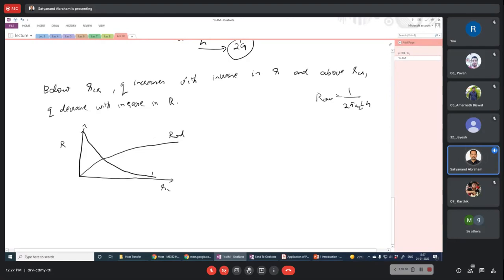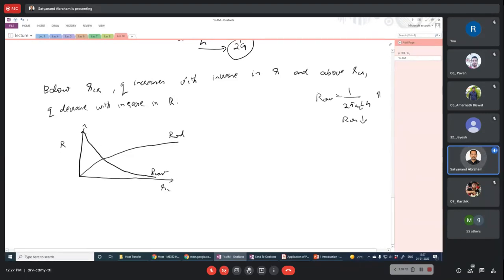So at very low R2, we have very high convection resistance. Since R2 is very small, our convection resistance is very high, so we can mark it out here. As R2 increases, the convection resistance reduces. So this is the R convection. I'm sorry for the confusion. So our convection is reducing.